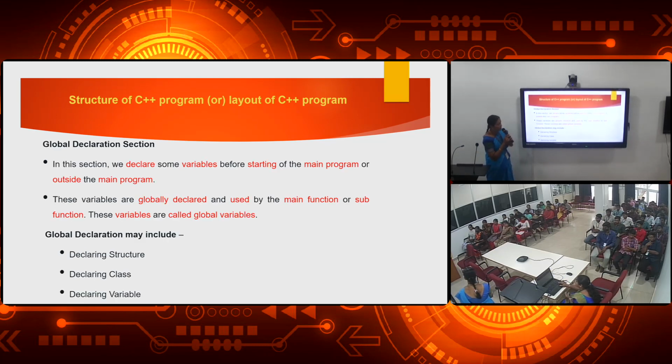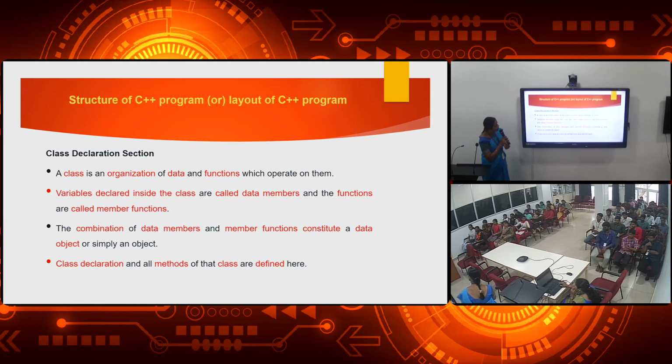Global declaration consists of the variables and functions which are considered global, in this global declaration section. Next one, class declaration. The class declaration or definition means declaring the data members of this class and the methods which are members of this class. All of this is given under the particular access specifiers.